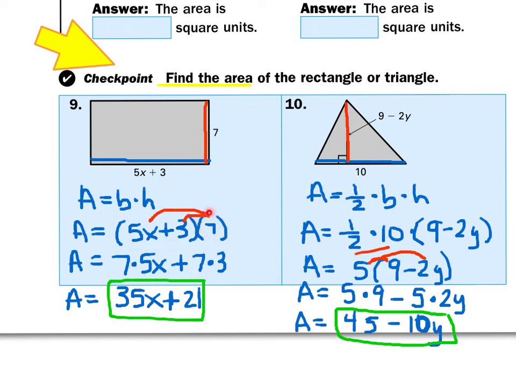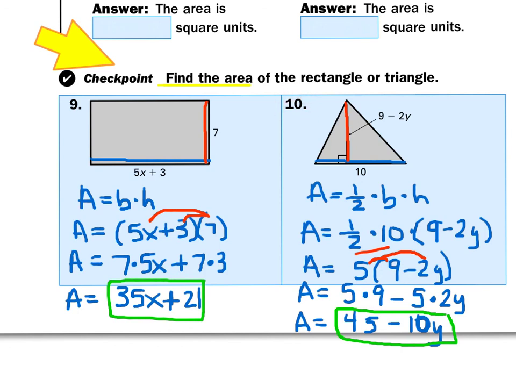So circle that 7 and draw a rainbow to the 5x and a rainbow to the 3. So 7 times 5x is my first rainbow, then I copied the plus, and 7 times 3 is the second rainbow. And then you just simplify. 7 times 5x is 35x, and 7 times 3 is 21, and we have a plus sign between them. We cannot go any farther because the 21 does not have an x.